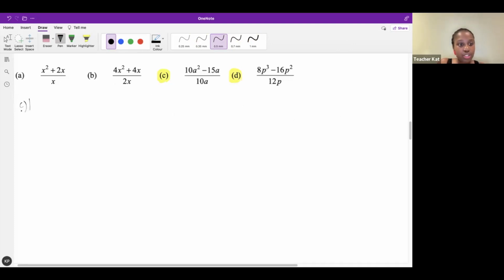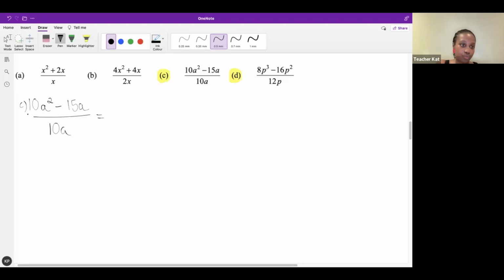Number 10, I'm going to do C and D in the new method of taking out a common factor. So I have 10a squared minus 15a over 10a. Now we're not going to split this up into two different fractions. We're going to take out a common factor in the numerator. Do you see what the difference is between Thursday's class and this one? On Thursday, we had not learned this yet, so we split it up. But now I want to show you that you can also do this by taking out a common factor.